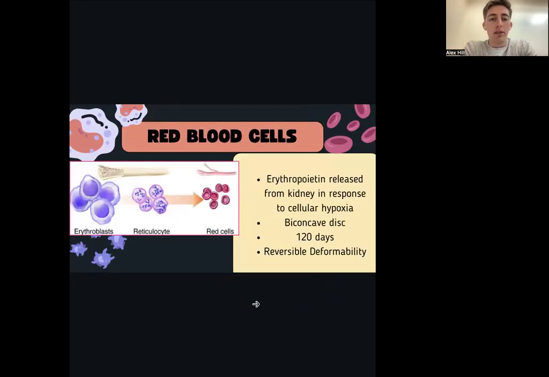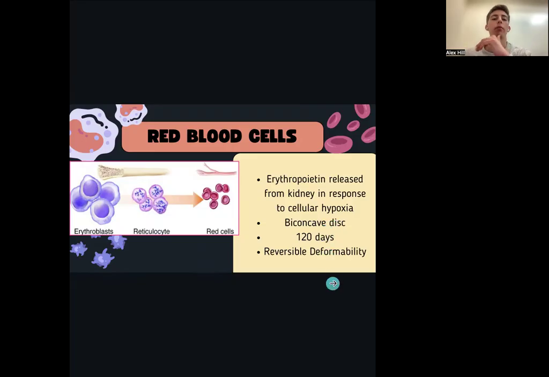Okay, so red blood cells. EPO, or erythropoietin, is secreted by the kidney in response to cellular hypoxia. So the cells aren't getting enough oxygen, and the kidney tells the bones to make red blood cells so that there will be more oxygen. So erythroblasts become reticulocytes, and reticulocytes become red blood cells. So if you see reticulocytes in the blood, then you know that the bone marrow is working because it's creating those red blood cells.